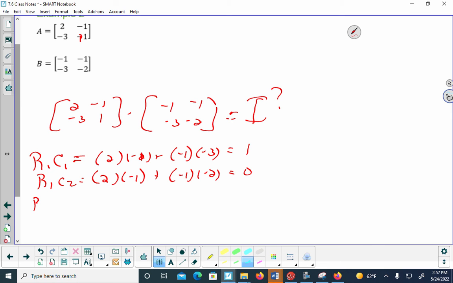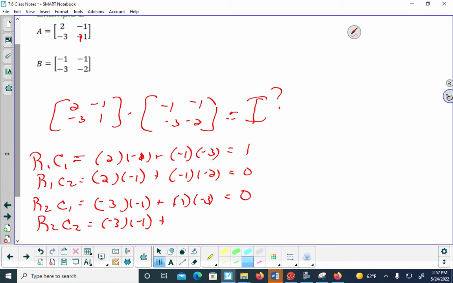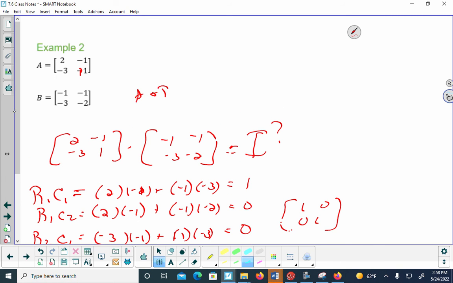And I'm going to do row 2, column 1. So that would be negative 3 times negative 1 plus 1 times negative 3. So that's 3 minus 3, which is 0. And row 2, column 2 will be negative 3 times negative 1 plus 1 times negative 2. So that would be 3 plus negative 2, which is 1. So I get 1, 0, 0, 1. So I'm going to say yes, A and B are inverses.